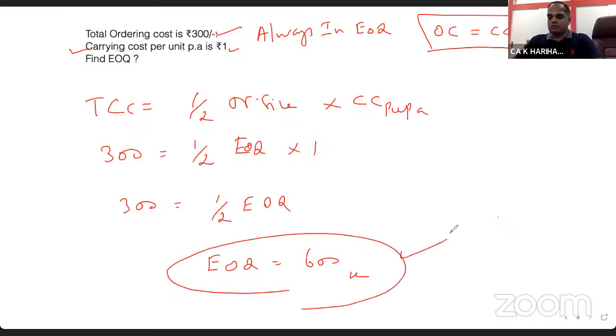So this question we have to solve purely by way of reverse working. What is the reverse working? Carrying cost is the base. Based on the carrying cost formula, we have to solve. And one more thing you have to remember, always in EOQ, ordering cost is equal to carrying cost. Many cost exam questions are there, including RTP and MTP questions. Understood?